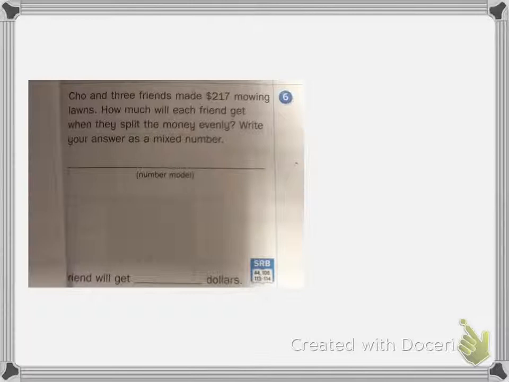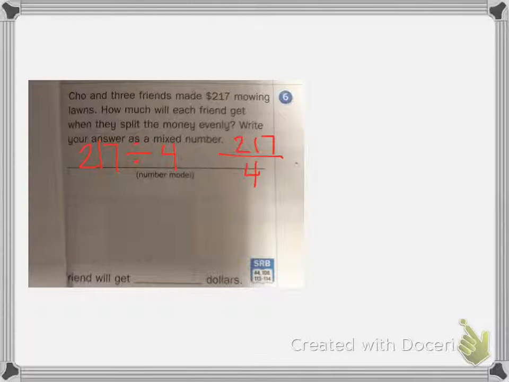Number 5 says, Joe and 3 friends made $217 mowing lawns. How much will each friend get when they split the money evenly? Write your answer as a mixed number. So first it wants our number model. We have 217, and we're dividing it among Joe and his 3 friends, which is 4. Or you could write 217 over 4, since again that fraction bar is the same thing as a division sign.